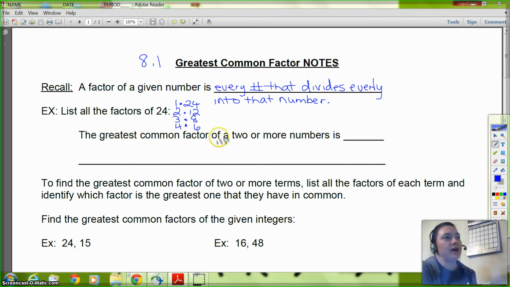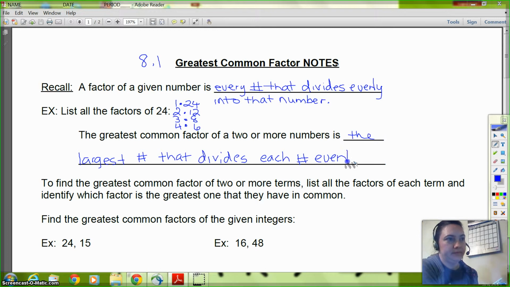The greatest common factor of 2 or more numbers is the largest number that divides each number evenly. Okay. To find the greatest common factor of 2 or more terms, list all of the factors of each term and identify which factor is the greatest one they all have in common.